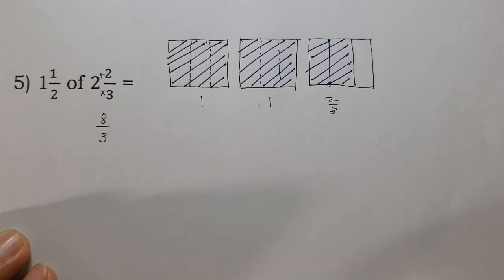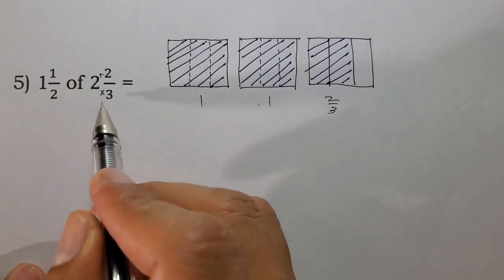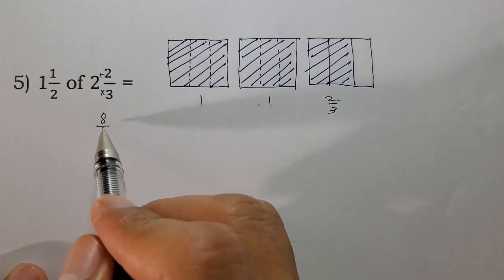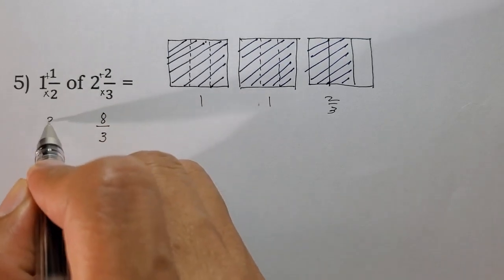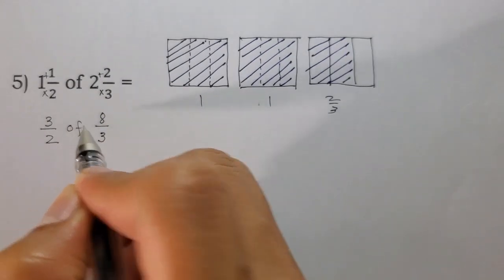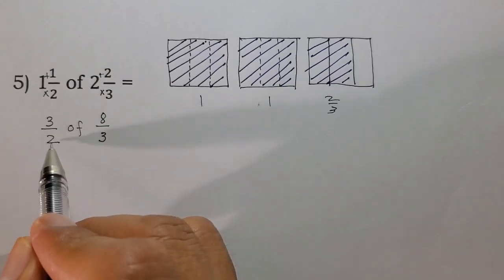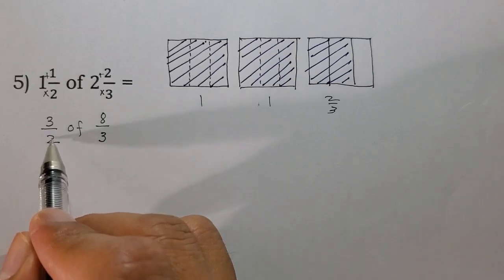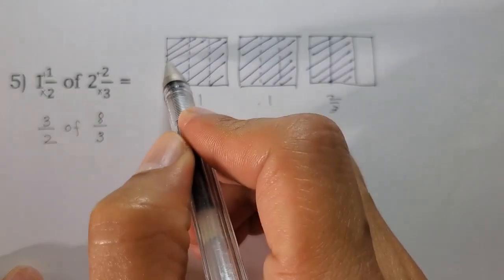And as of this time, we will have also to illustrate 1 and 1 half. So how do we solve 1 and 1 half of 2 and 2 thirds? Now, of course, because we express 2 and 2 thirds into 8 thirds, we could also express 1 and 1 half into 3 halves. So all you have to do is to get 3 halves of 8 thirds, or when you say 3 halves, that is 3 times 1 half. So, of course, we have to divide this 8 thirds into 2 equal parts.